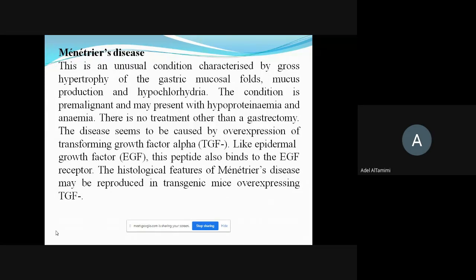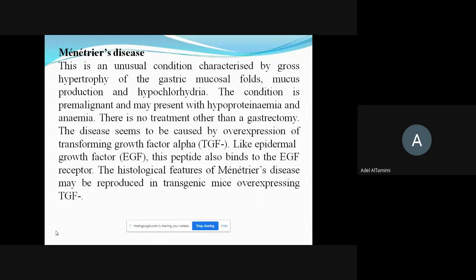The disease seems to be caused by overexpression of the transforming growth factor alpha, like epidermal growth factor. This peptide also binds to the enterochromatin, EGF receptors, and the histological features of Mentrier disease may be reproduced in transgenic mice overexpressing transforming growth factor. هاي بحوث سووها على المايس حتى يشوفون سووا Mentrier disease، سووا reproduction of transgenic على هذا transforming growth factor، سووا له transgenicity وسووا Mentrier disease بالمايس حتى يعرفون شنو الكوز of Mentrier disease.